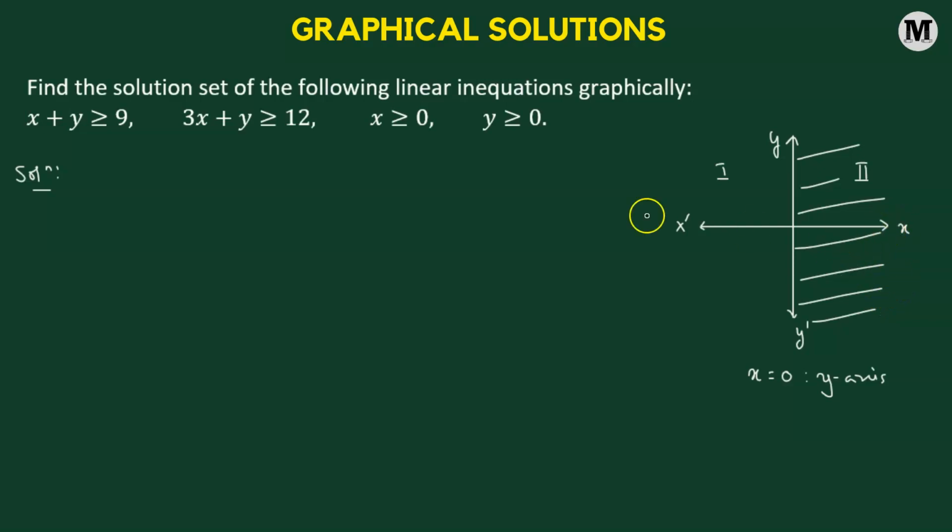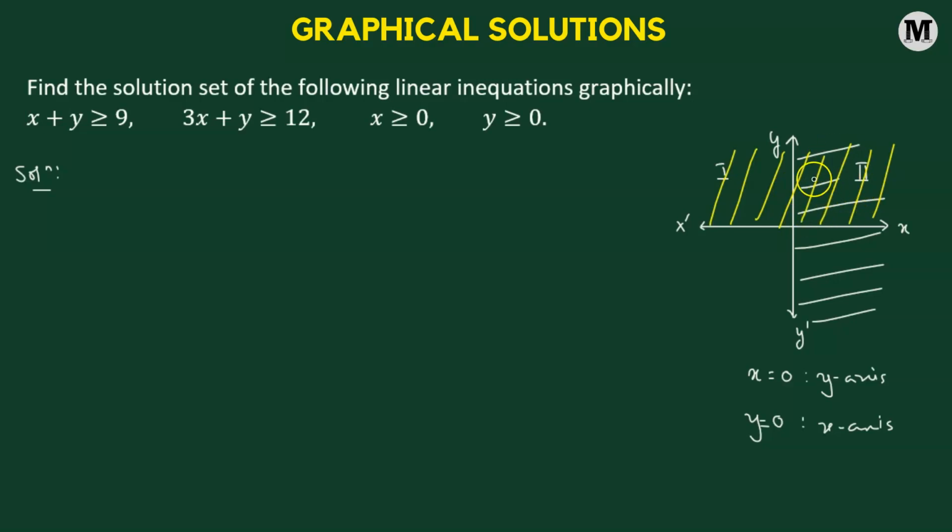Similarly, when we talk about y greater than or equal to 0, first we'll write it in the form of an equation. So we have y equals 0. That represents the x-axis. Now if we consider y greater than or equal to 0, we have to consider all the positive values of y.